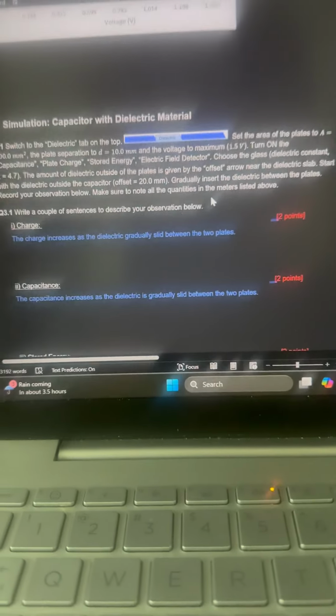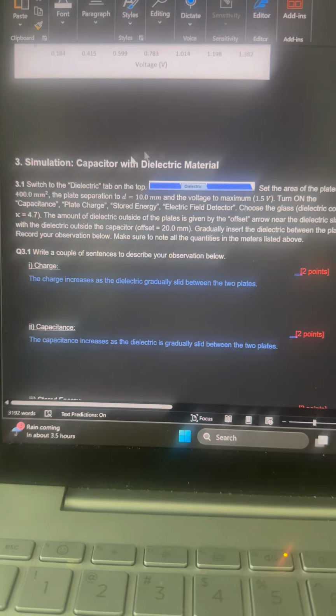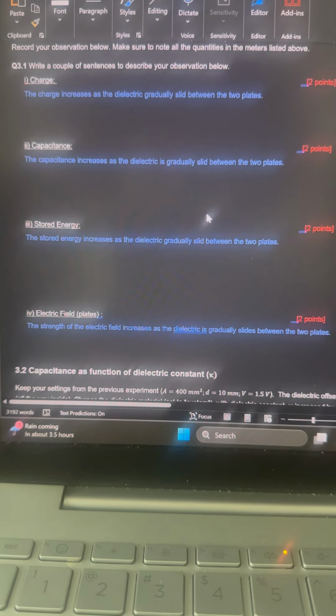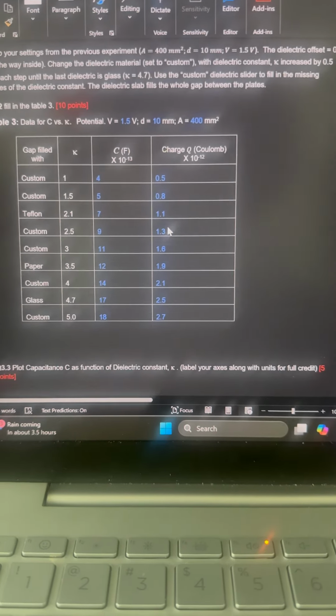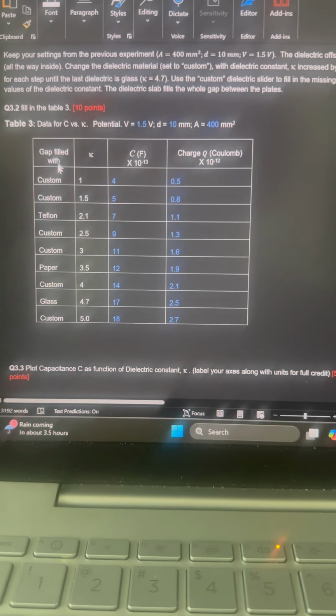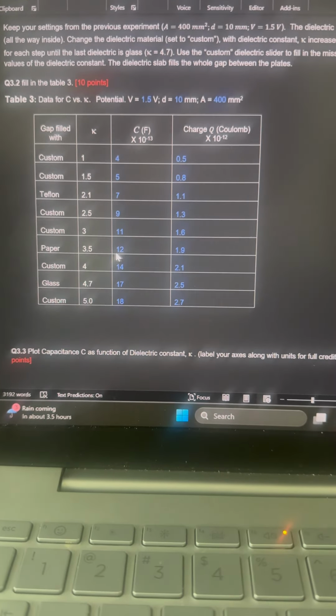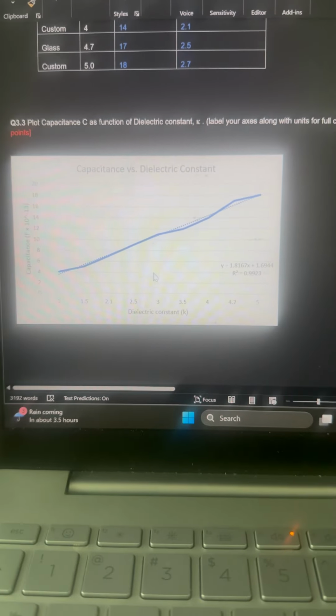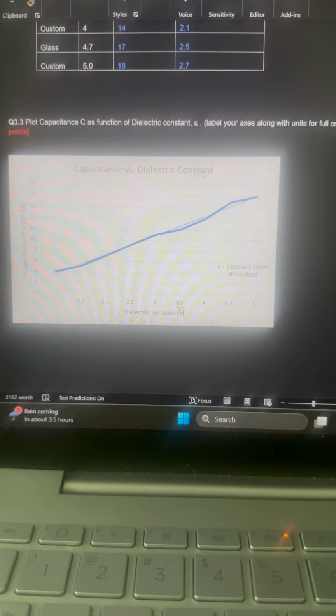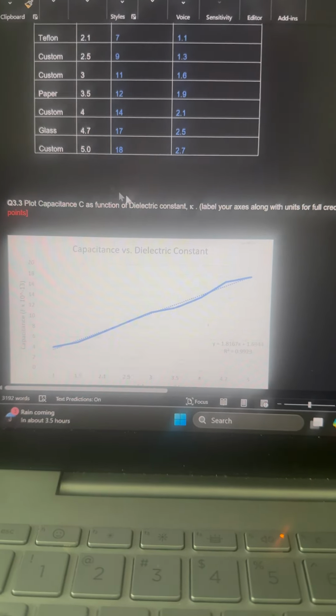Something that was challenging in this lab was this part with the capacitor of the dielectric material. It was kind of hard to visualize this as we were using different types of probes such as Teflon, paper, and glass. So my graph looked a little funky right here, and these little bumps are due to the changes in the dielectric constant K, which we were using for different materials.